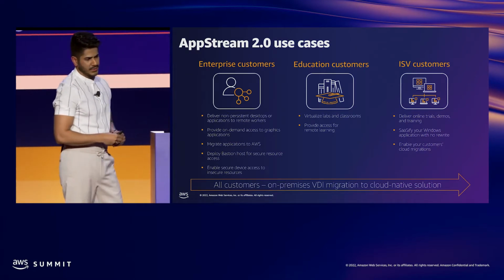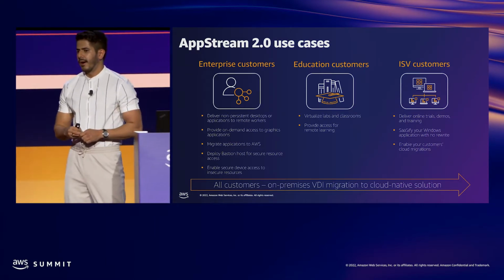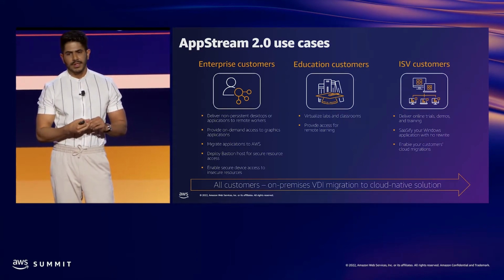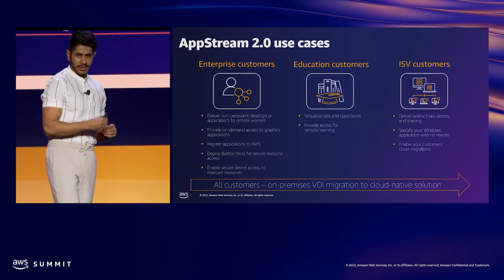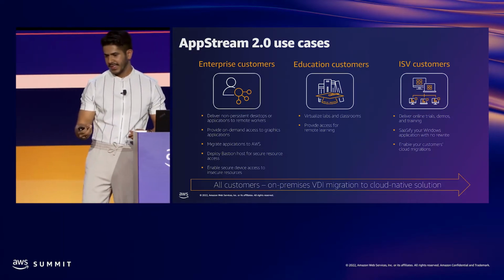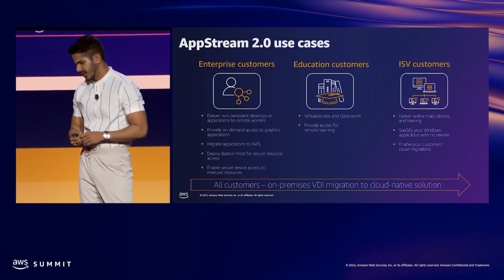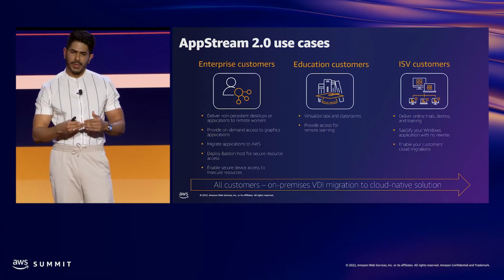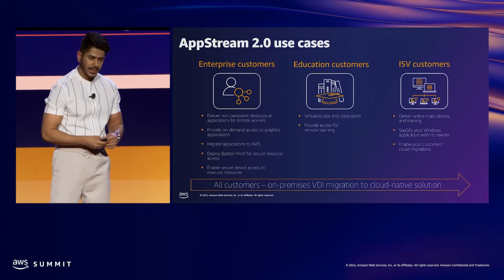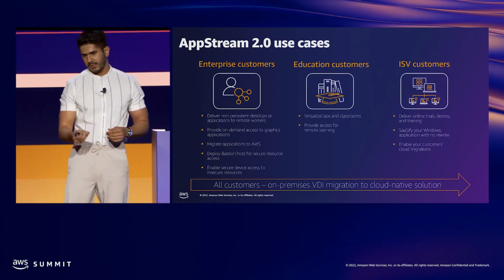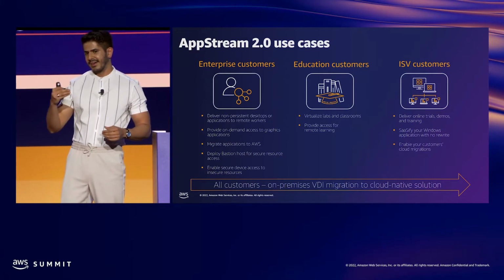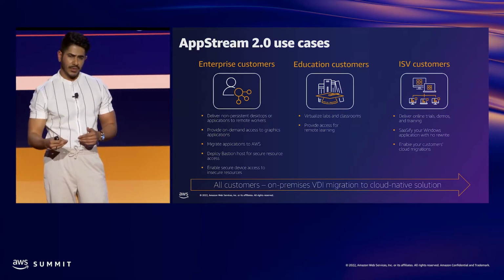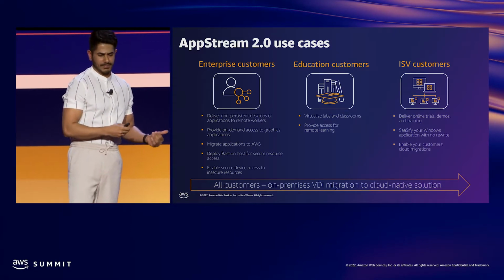And then for ISVs, or independent software vendors, AppStream comes in handy because it's really easy for ISV customers to deliver just a little glimpse of their product using AppStream. A really good example is SolidWorks, and we're going to talk about SolidWorks here in a little bit. SolidWorks is using AppStream for demoing their product to their customers or prospects. If you go to the SolidWorks website and try the SolidWorks product, it's actually being hosted on AppStream 2.0. It is being delivered through a browser, but on the back end, it's AppStream.